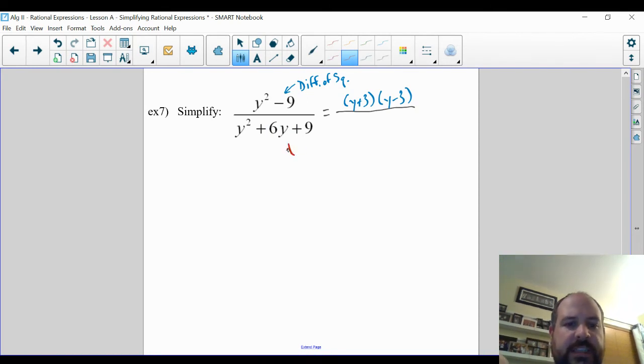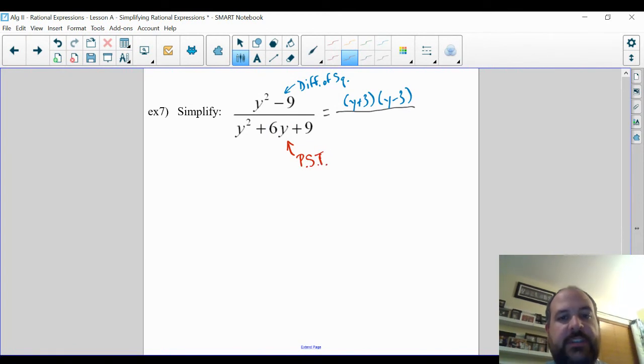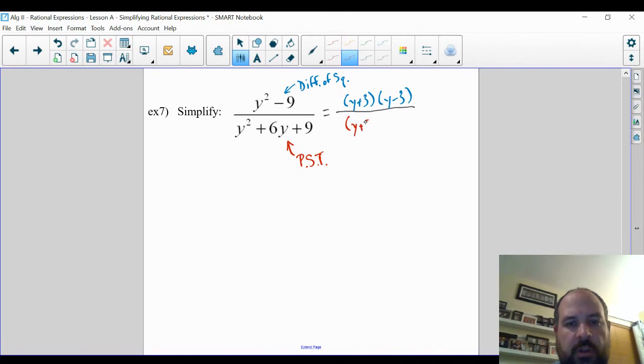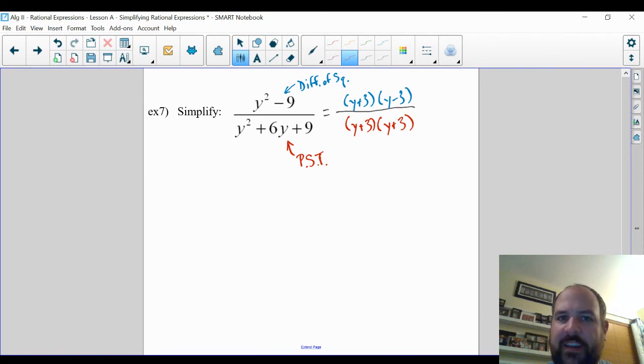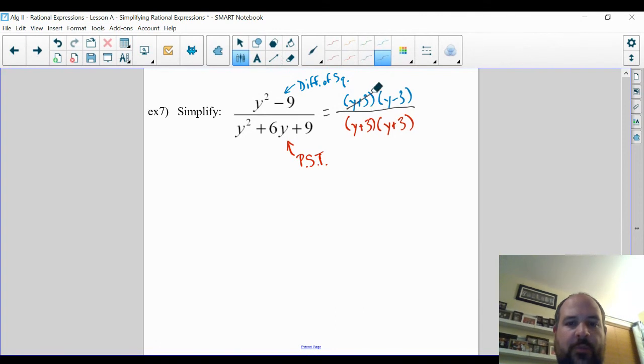And in this case, this is actually a perfect square trinomial, meaning it's going to factor into the same binomial twice, which in this case would be y plus 3 times y plus 3. And now I look and see, what are my like factors, my common factors? In this case, it's the y plus 3. So I cancel the one in the top with one of the factors in the denominator, and that leaves me with y minus 3 over y plus 3 as my final answer here.